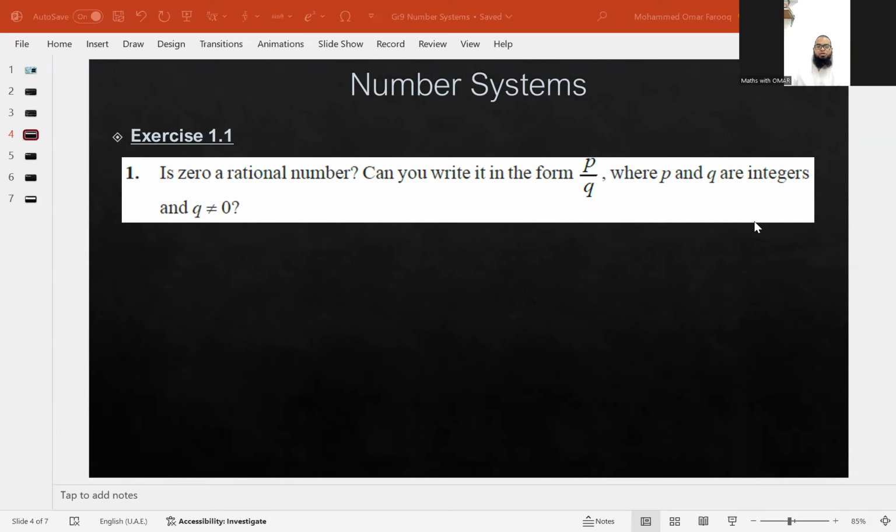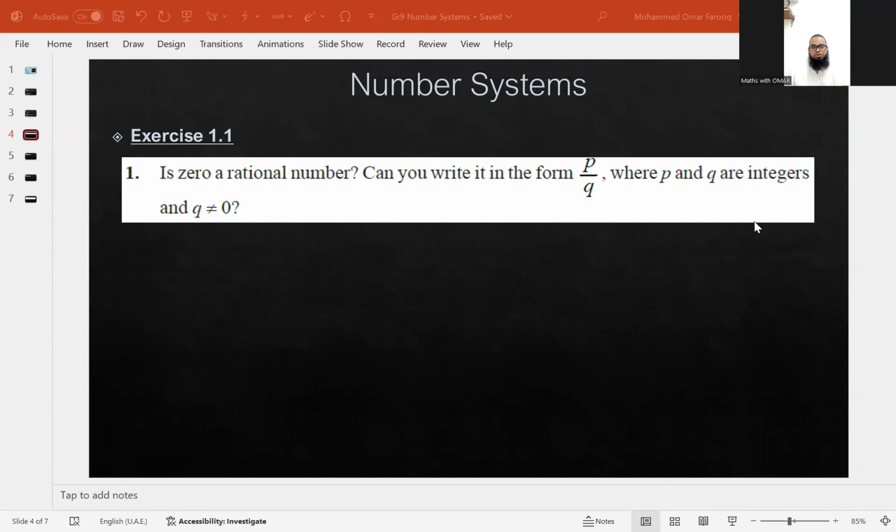Assalamualaikum. Good morning, students. Alhamdulillah, we have seen the basics of number system. In number systems, we have seen natural numbers, whole numbers, and integers. And after that, we have seen the rational numbers. I just want to talk all about rational numbers.